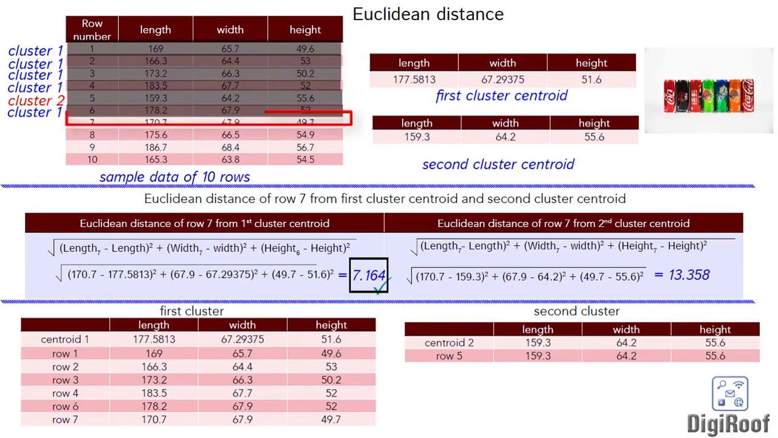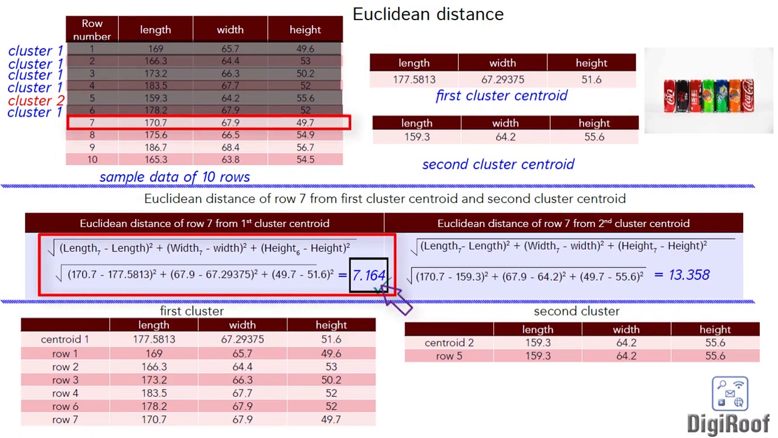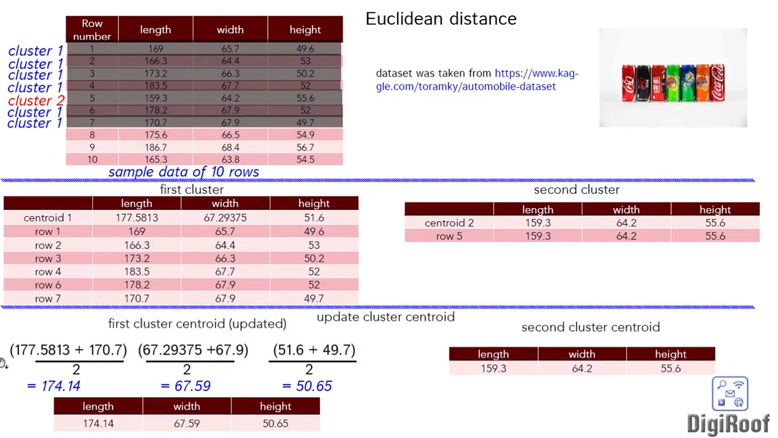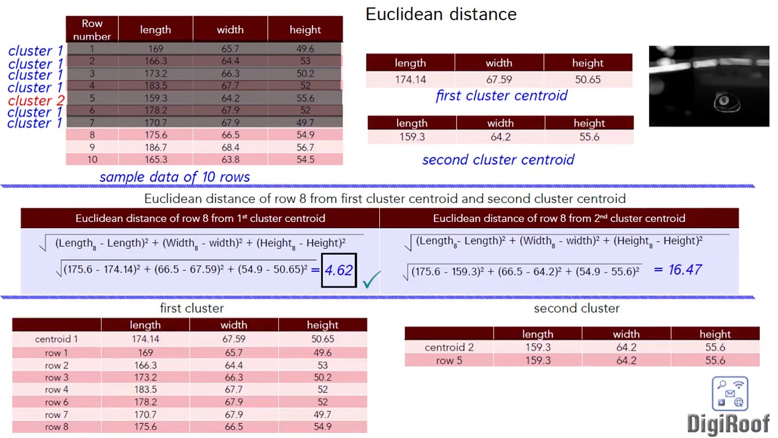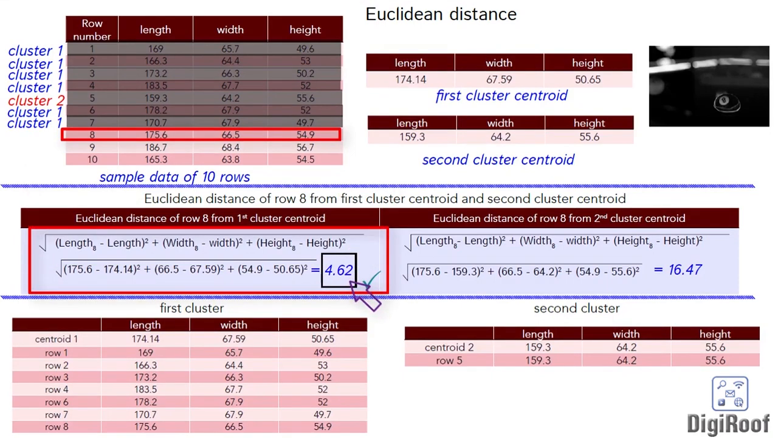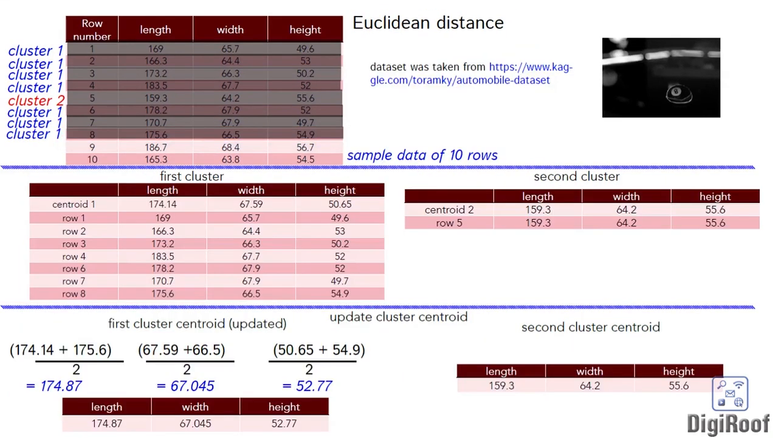Next, row 7 is again closer to the first cluster centroid. So, we will update the first cluster centroid to get the following value. We are left with 3 more rows of data that are yet to be assigned to any of the clusters. Let's now move to the row 8, which is again closer to the first cluster. So, we will update the first cluster centroid once again.